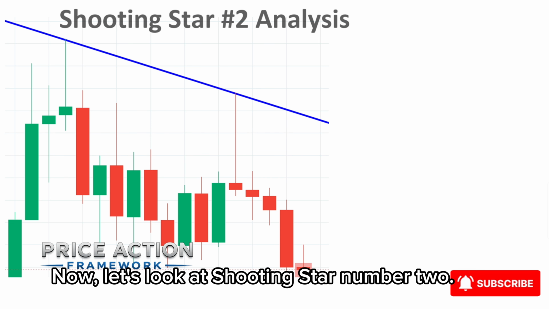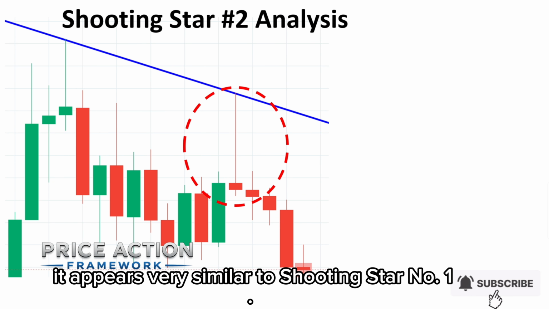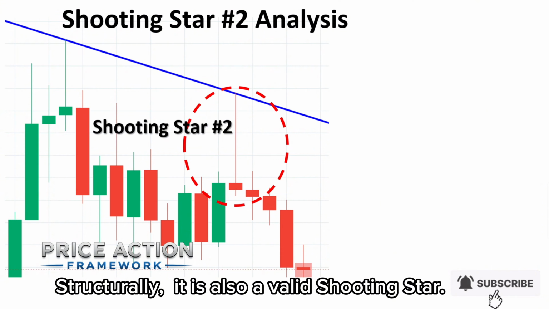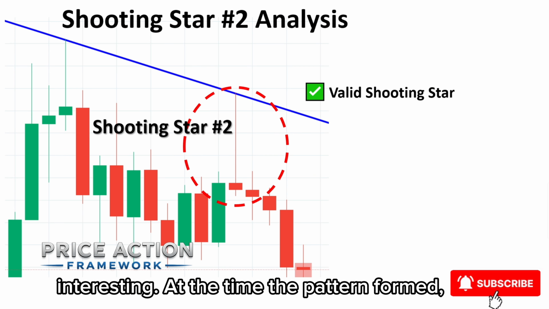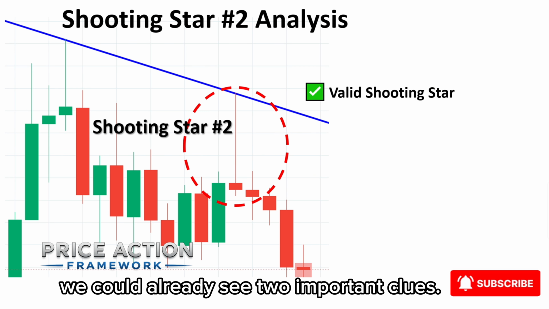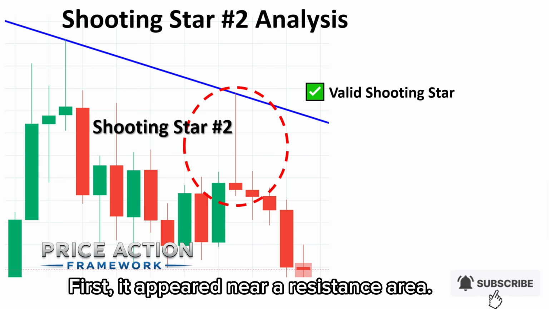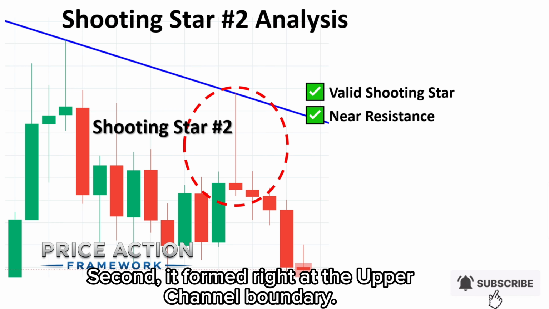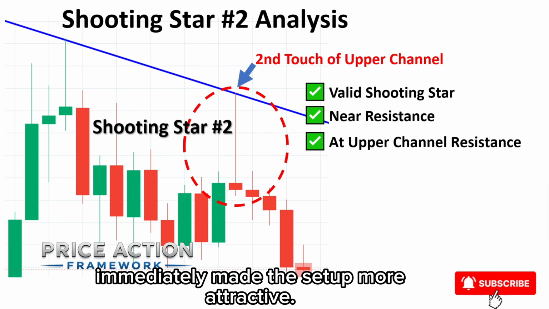Now let's look at shooting star number 2. At first glance, it appears very similar to shooting star number 1. Structurally, it is also a valid shooting star. However, there are several factors that make this setup more interesting. At the time the pattern formed, we could already see 2 important clues. First, it appeared near a resistance area. Second, it formed right at the upper channel boundary. Those factors immediately made the setup more attractive.